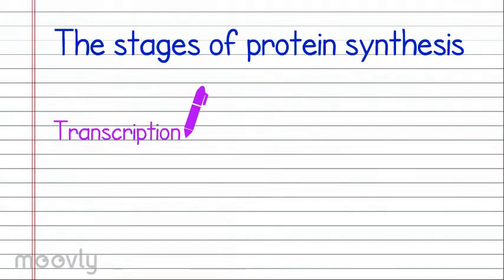There are two stages of protein synthesis: transcription and translation. Within transcription there are three stages: initiation, elongation and termination.